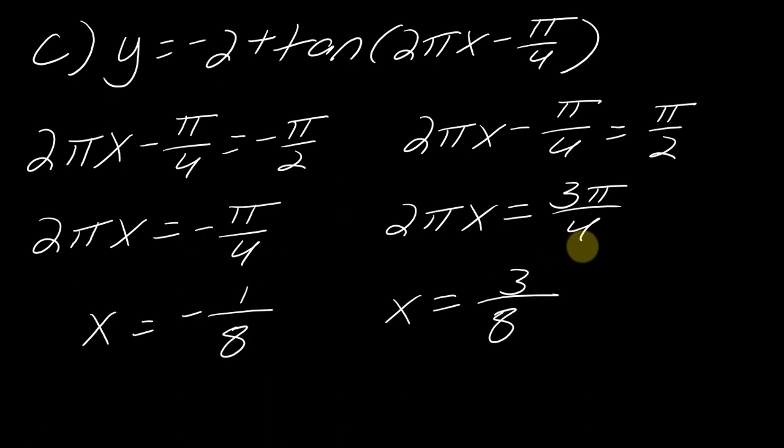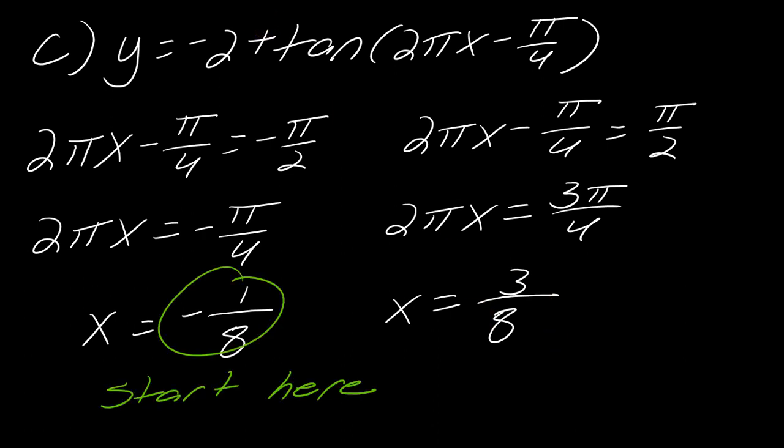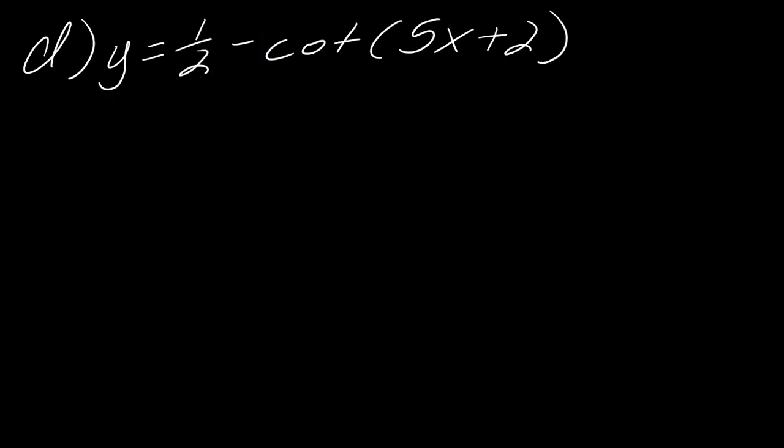Divide both sides by 2 pi. So remember, dividing by 2 pi is the same as multiplying by 1 over 2 pi, and so that will simplify to negative 1/8 and 3 over 8. And then I just want to start my table here, so I'm just going to note that.